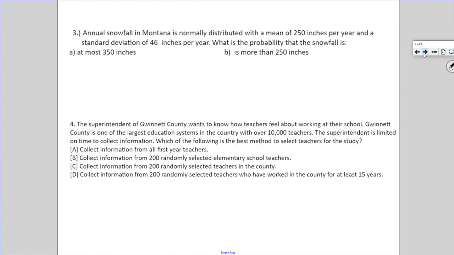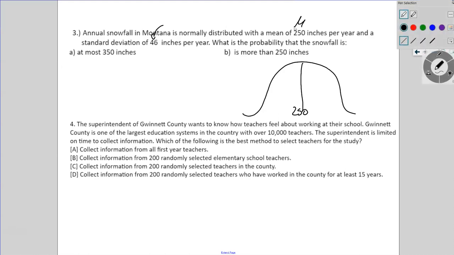All right, 3. Annual snowfall in Montana is normally distributed with a mean of 250 inches per year and a standard deviation of 46 inches per year. What is the probability that snowfall is at most 350? I will draw my empirical rule graph. It starts at 250. I'm going to add 46, which gives 296. Adding another 46 gives me 342, and then the last one should be 388.